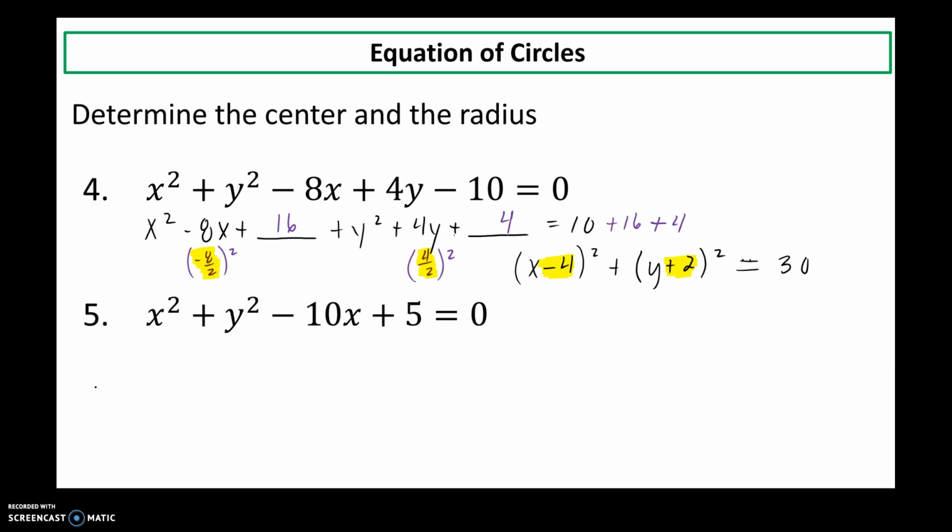All right, so now we have to answer the question. So the center of the example in number 4 would be positive 4, negative 2. The radius would be the square root of 30. Okay, 30 does not have any perfect square factors, so we would just leave it as such.